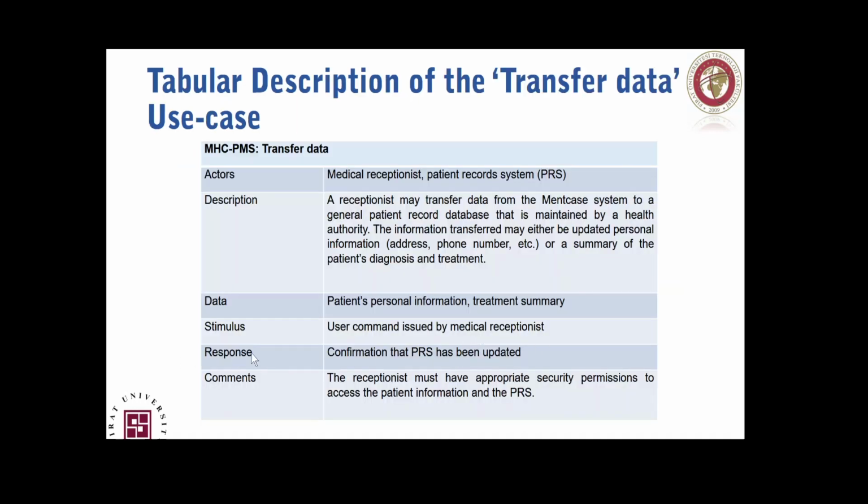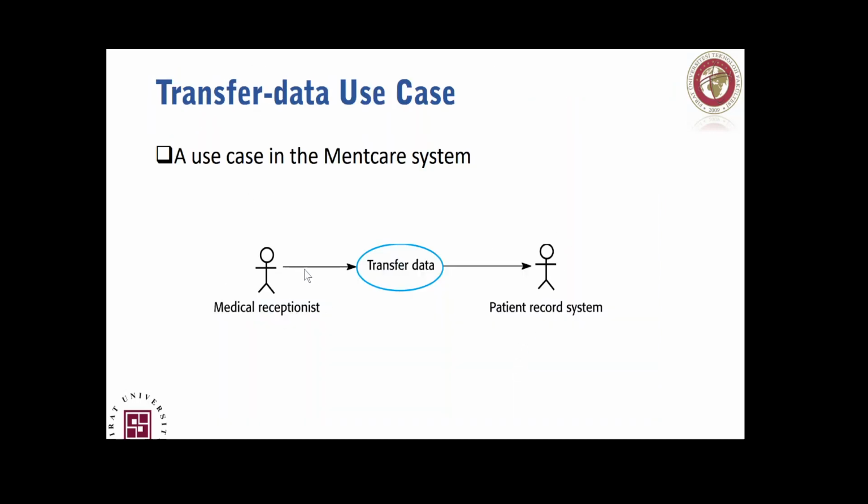Okay. Then what kind of response do we have? The confirmation that the PRS has been updated. So let's say a medical receptionist is trying to update the patient record information. How can he know that the information has been updated? So there must be an acknowledgement back again as information to the medical receptionist that this is done, either a message telling that the information has been successfully updated, or the transaction has been successfully done, and so on.